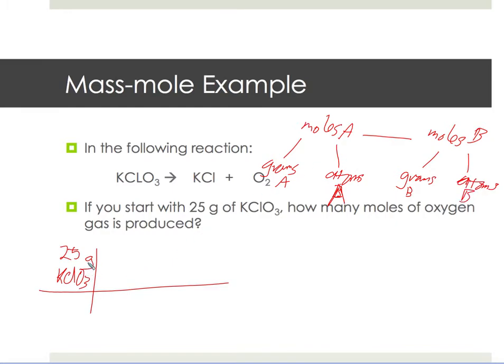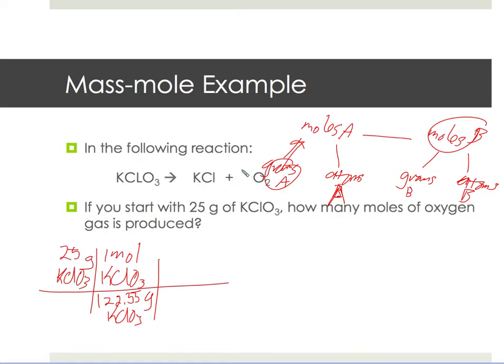So I have 25 grams of potassium chlorate. So I need to go from grams of A all the way to moles of B. So step 1, go from grams to moles. To do that, I need to divide by my molar mass. And molar mass of potassium chlorate is going to be 122.55 grams of KClO3 per 1 mole of KClO3. And then my molar ratio.